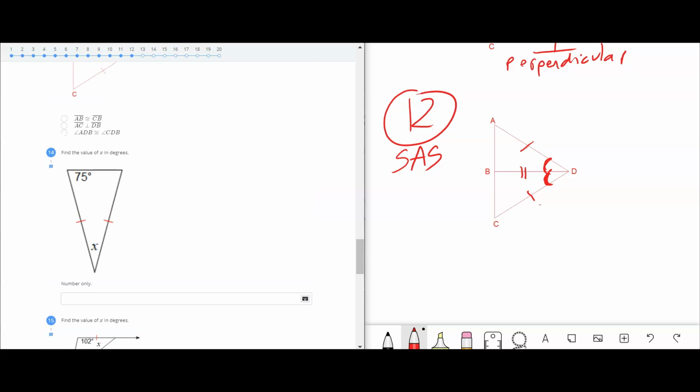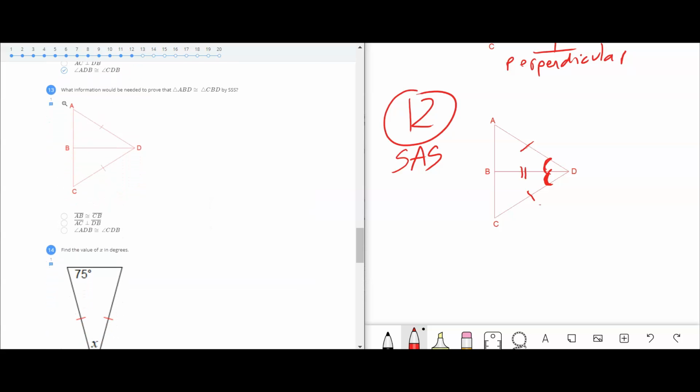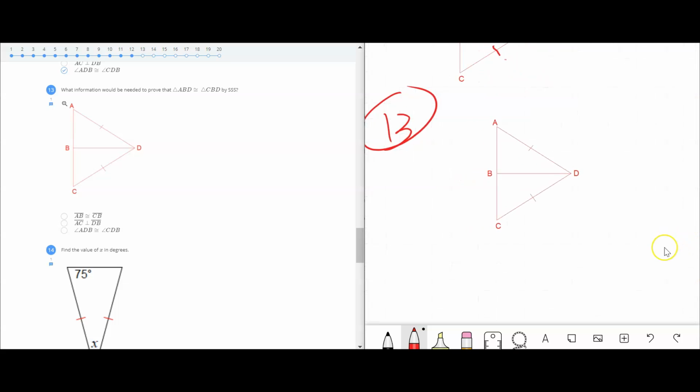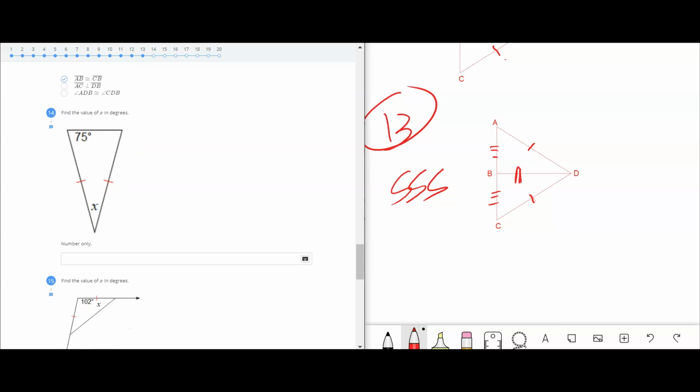All right, number 13 is another one just like this. 13, let me write this one down. All right, and it says what information would be needed to prove ABD is congruent to CBD by side, side, side. So remember, they're touching. So we have this already labeled. They're touching right here. And then AB and BC, I would need that third side to be congruent. AB and CB. So that would make it side, side, side. So I would need AB congruent to CB, just like that. All right. Cool. Let's talk about number 14.